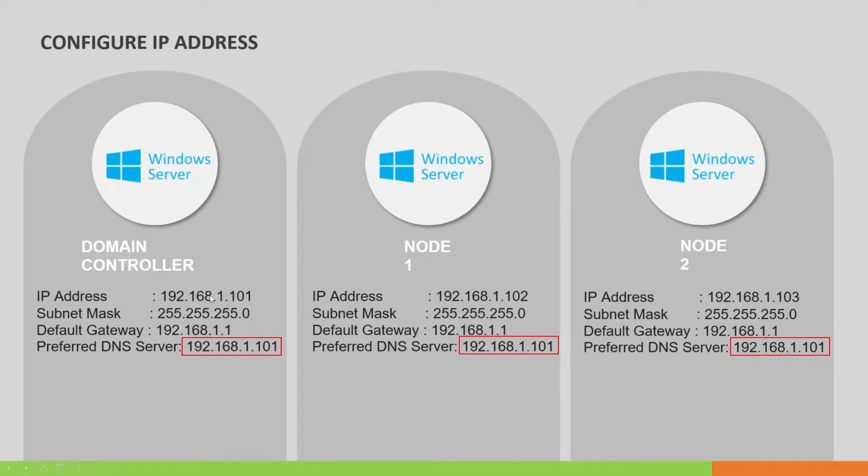Suppose this is your IP address for the domain controller, 101, then for Node1 it can be 102, and IP address 103 for Node2, and the subnet mask will be the same. On all of the machines the subnet mask will be the same, and the default gateway will also be the same for all machines. And the preferred DNS server is the IP address of your domain controller. So on my domain controller the IP address will be the same as the IP address of your domain controller. And next node, same 101. So 101 is our domain controller, that's why I put 101 as my DNS server. Same thing for our Node2, we have to provide the IP address of my domain controller, which is 101.